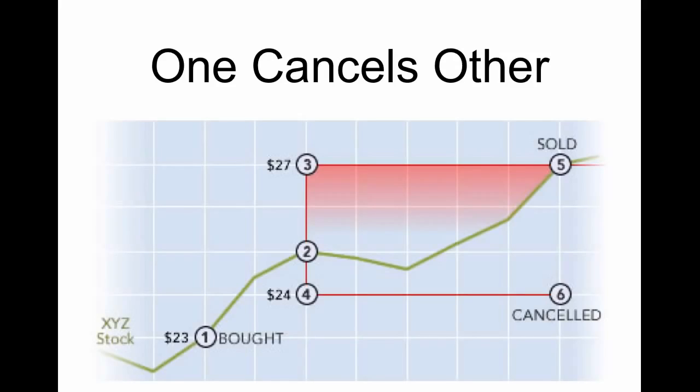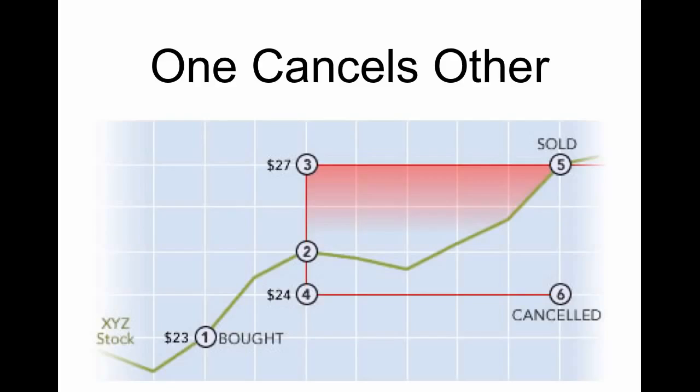So in this case, we have an order to sell the stock at $27, and that's circle number 3. So if the stock trades all the way up to $27, we're going to sell it immediately. In circle number 4, that's our stop loss. So we're never going to lose more than $1 from where we are right now. And again, if it traded all the way down to 24, that would get executed first.